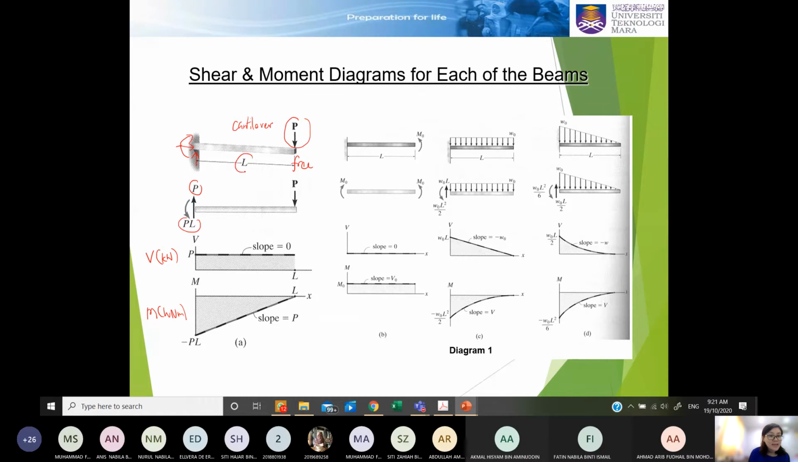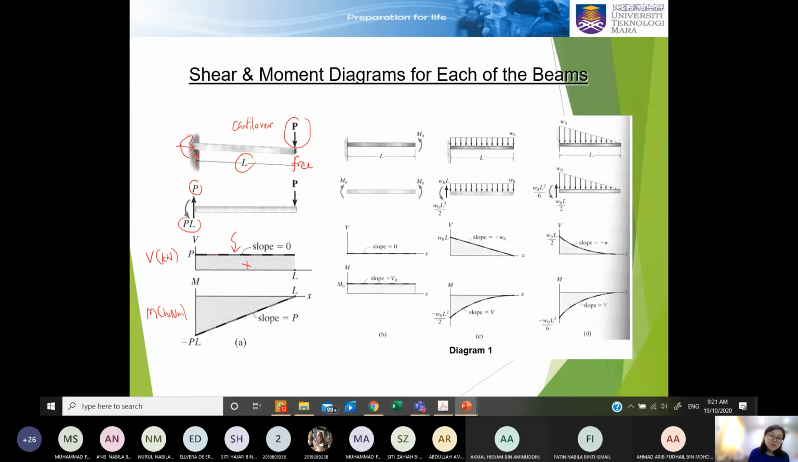P multiply the length L, you get the PL. It should be opposite way of your applied loading, so that this will achieve the equilibrium. Now we will draw the shear force diagram. This will be a straight line, because there is no other forces along this length. So the shear will be a straight line.